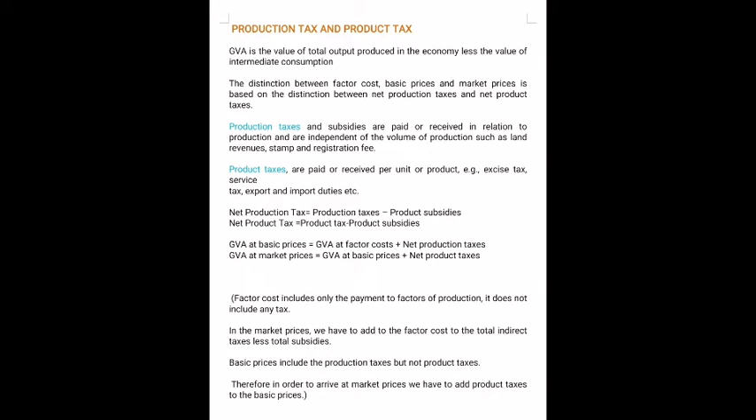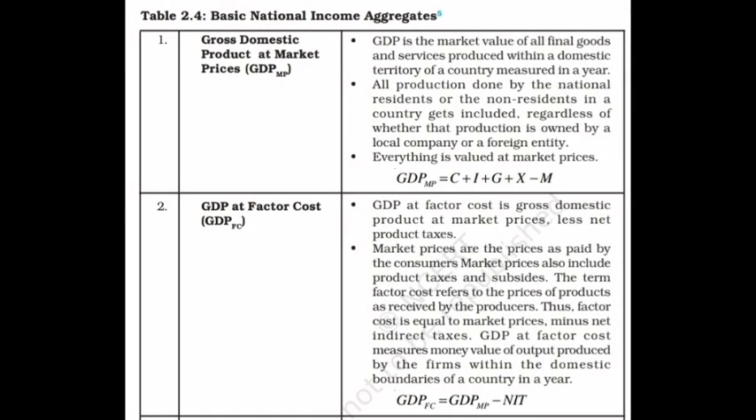So when we think about the market price, we have to add the product tax, because in the basic price there is no product tax. So while calculating the market price, the product tax should be added to the basic price. So we can say that gross value added at basic price is equal to GVA at factor cost plus net production taxes, and GVA at market price is equal to GVA at basic price plus net product taxes. Children, let's check this table.